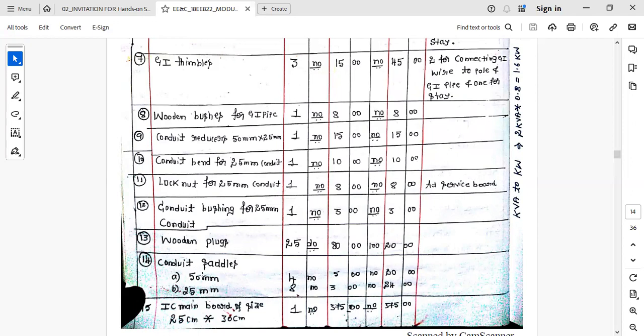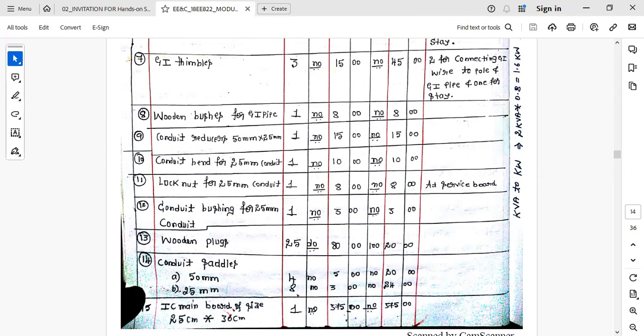Conduit saddles 50 mm, 25 mm, what we take here, okay, 4 numbers of 50 mm, that is 5 rupees per 50 mm saddle, so 5 into 4, 20. Here 25 mm, 8 are required, 8 into 3 rupees, 8 into 3, 24.